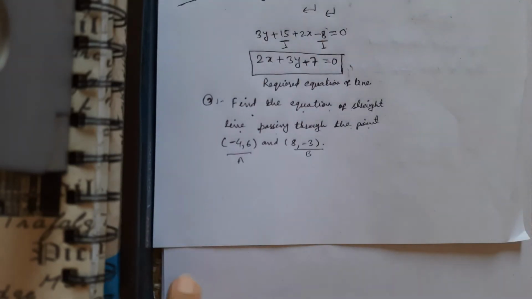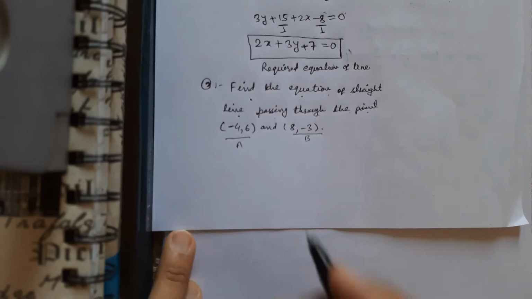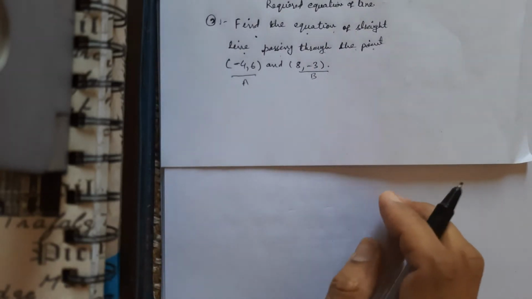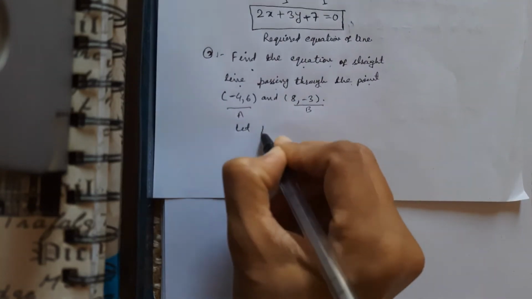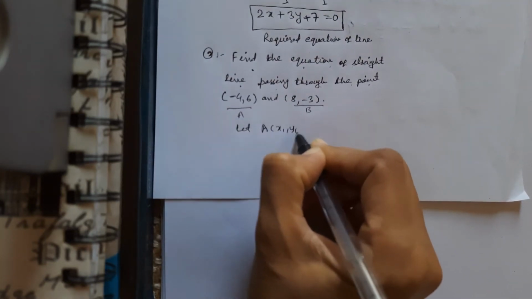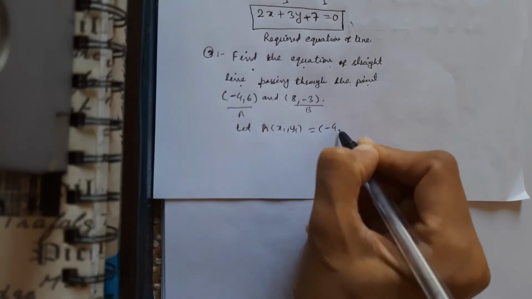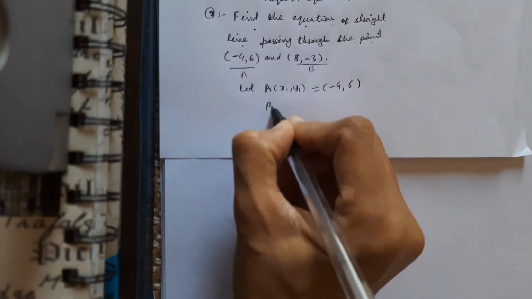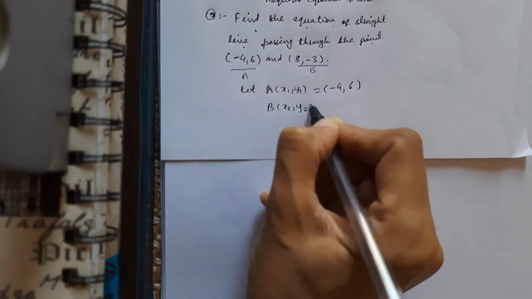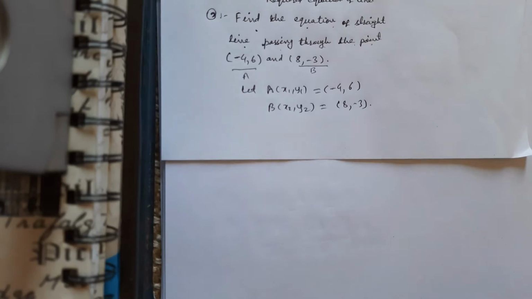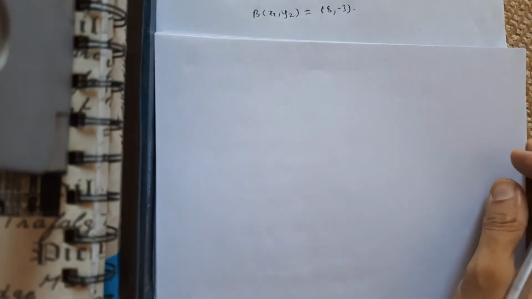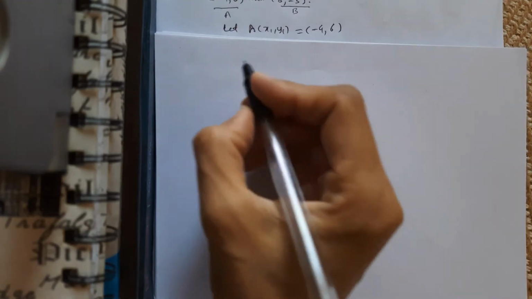How we are solving it, just observe. Let A (x1, y1) equal (minus 4, 6) and B (x2, y2) equal (8, minus 3). Now it's the two point formula.